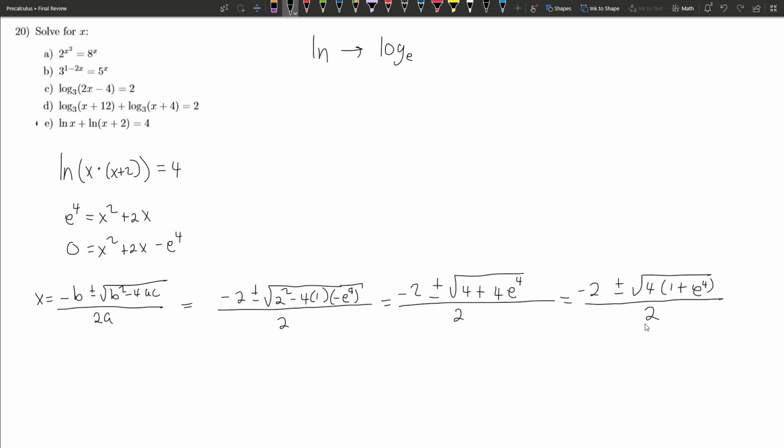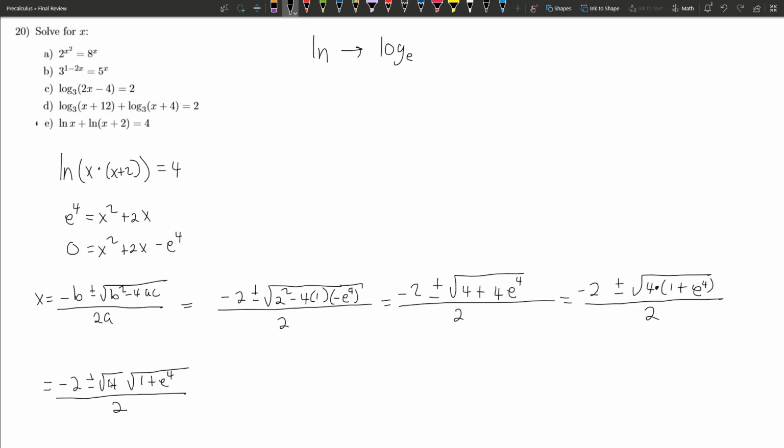And why would I do that? Well, because now I could split this up. Negative 2 plus or minus the square root. Oops, no, that's what I don't want to do. I don't want to write that big square root because I'm going to split it up. Square root of 4 times the square root. You could split square roots up like that once they are being multiplied. Like this thing is being multiplied by that whole thing. 1 plus e to the 4th, all of that over 2.